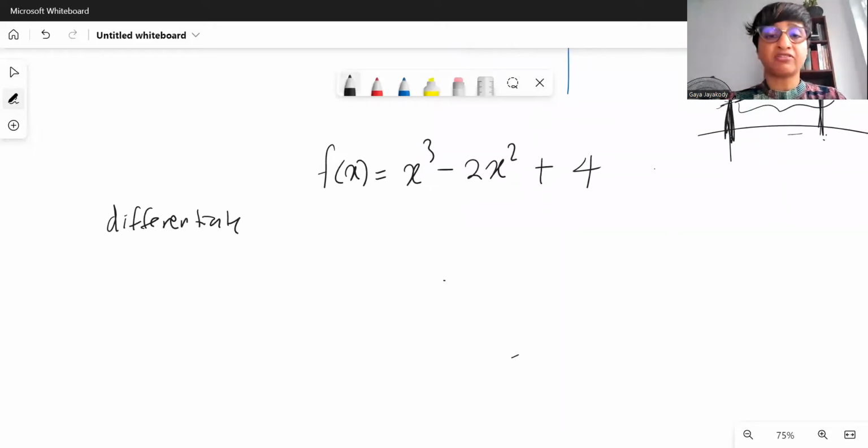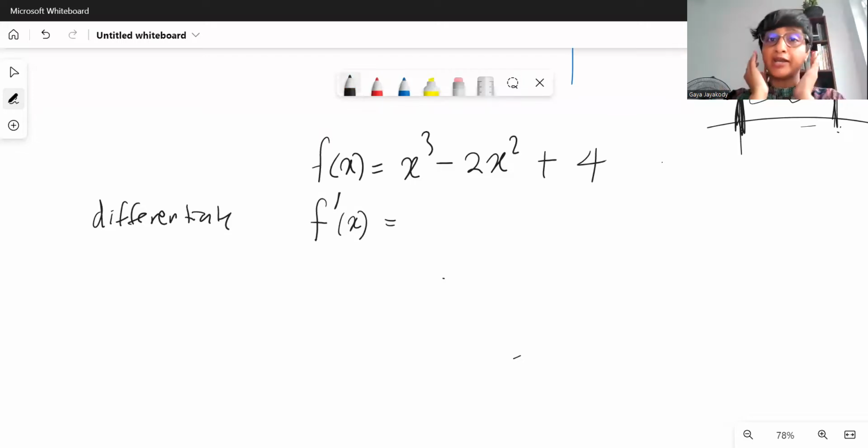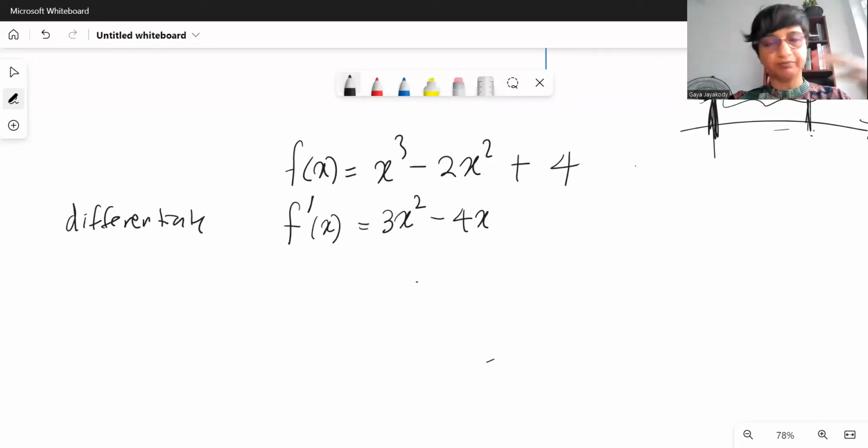When I differentiate f of x, the notation for the derivative is f prime of x. I know the rules of differentiation, so I can do this. Differentiating x cubed gives 3x squared, differentiating minus 2x squared gives minus 4x, and differentiating plus 4 gives nothing. I have differentiated f of x and obtained the derivative of f of x, which is f prime of x.